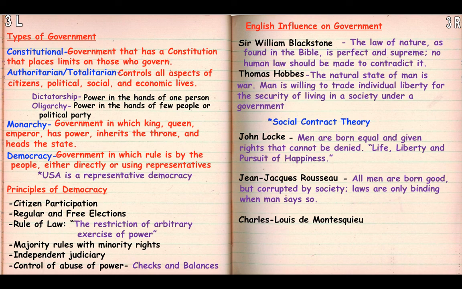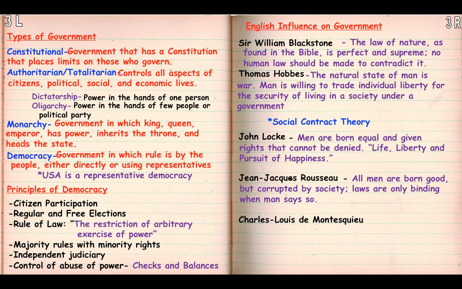He says that all men are born good but corrupted by society, and that laws are only binding when we say so. So this kind of comes off of why do we wear our seatbelts all the time, but when we're in the neighborhood and nobody's out, we don't completely stop at a stop sign? Why do we follow some rules and not the others? Because we decide whether or not they are binding and when and where and so on.